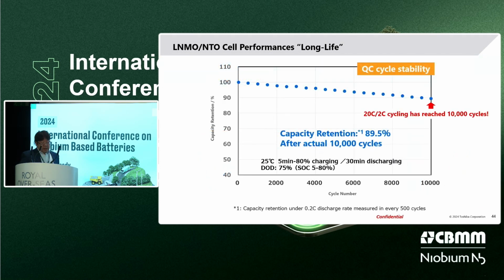And this is updated information, and this 20C2C cycling has reached more than 10,000 cycles. So this is actual capacity retention we can see. And capacity retention is around 89.5% even after the actual 10,000 cycles. This is almost comparable to our SCIB by using LTO, and we are very proud of this result.